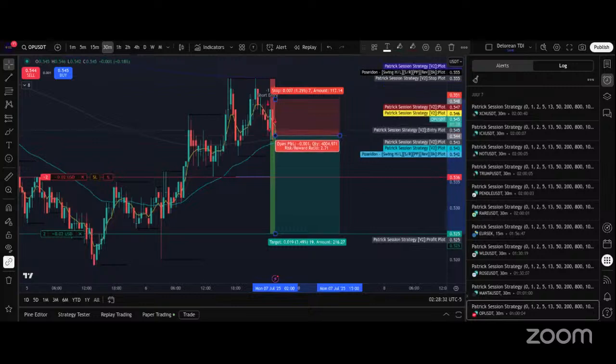And here's your next call of the night. OP USDT. The 30-minute confirmation of market execution sell. Entry price is 0.544. Stop loss is 0.551 for 7 pips. Take profit is going to be 0.525 for 19 pips, and a risk to reward ratio of 2.71.